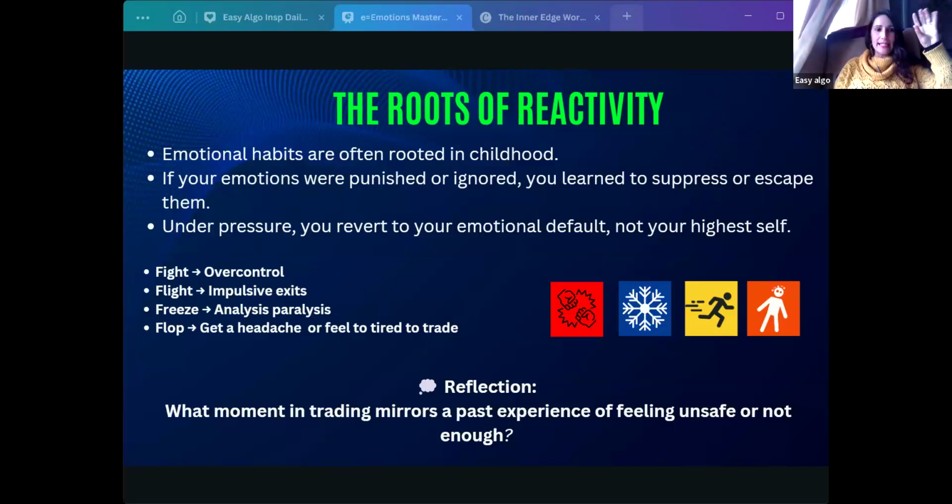So recognizing that maybe if we are in our fight mode, we might try and over-control what we can't control, controlling the market, those types of things. Flight, we're going to impulsively exit. Freeze, we're going to get analysis paralysis. We're going to stay on the outskirts. Flop, maybe we get a headache and we're like, oh, I'm too tired to trade today. And we're going to find some excuse as a way to sort of cop out.